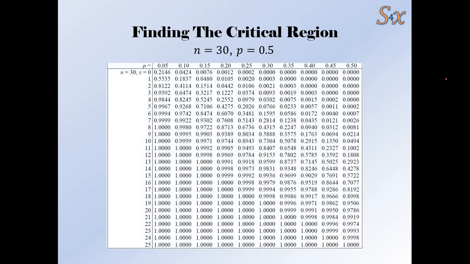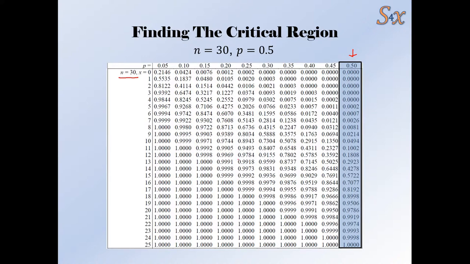So let's go ahead and try and find this critical region then. From the question, we had n is 30 and p is 0.5. So I'm going to go ahead and find that table from the formula book. I've gone through the formula book and I've found the table for n is 30. And I'm then going to find the right column for p is 0.5, which is this one here. So we know which column we need to be in.